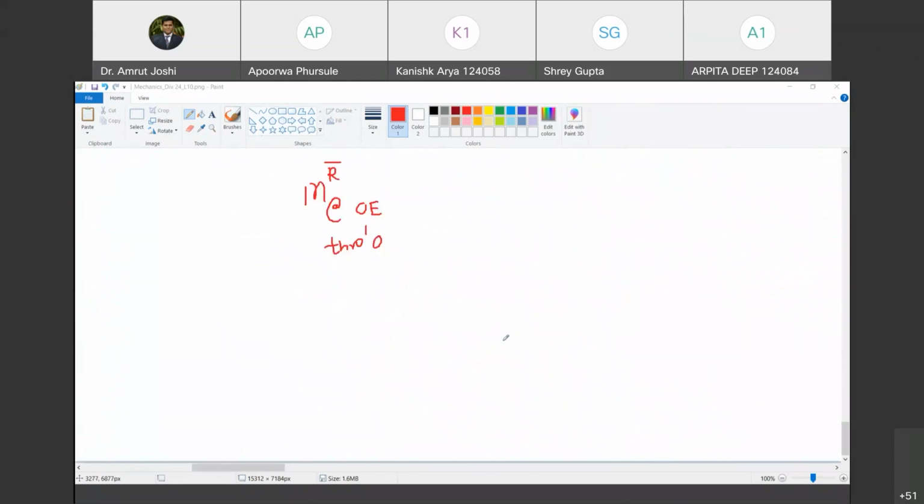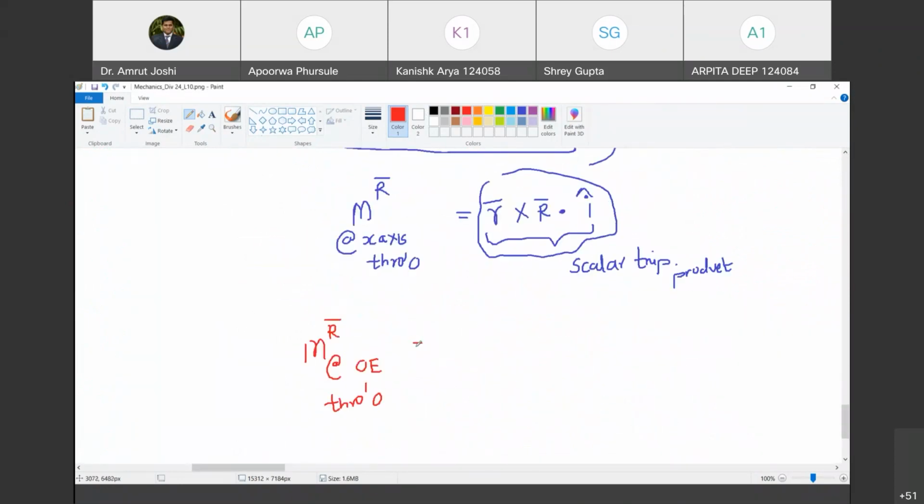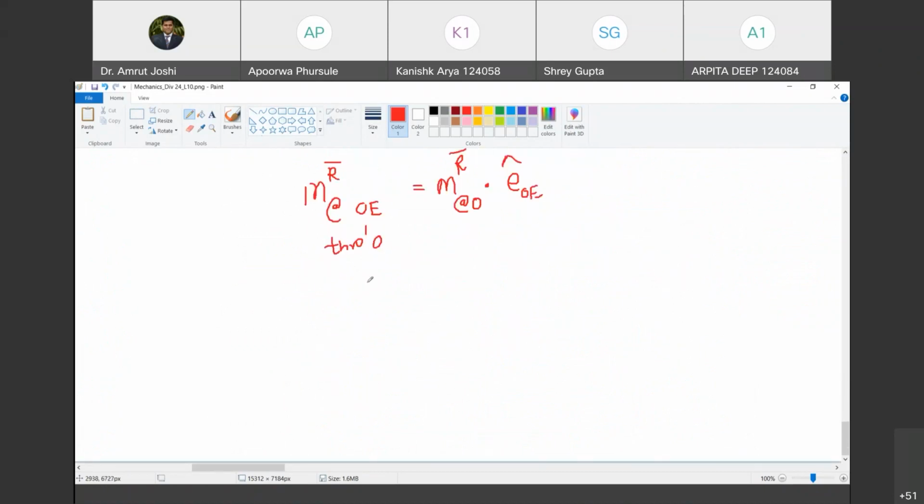Okay. So how do we do that? So what do I have to do? It is nothing but moment of R bar about O multiplied or its dot product with unit vector in the direction OE. Are you with me? Yes, sir. So now how do we find out unit vector in the direction OE?